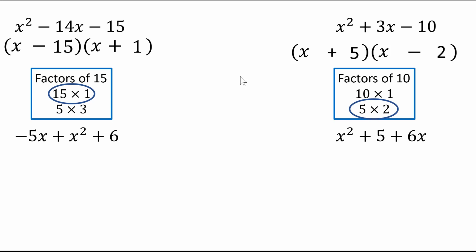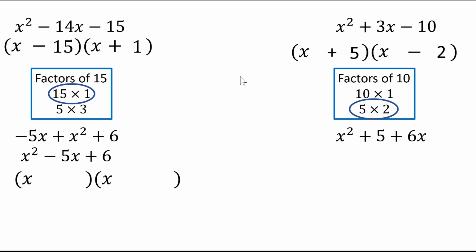All right, the next one on the left side is negative 5x plus x squared plus 6. This one, before you even start trying to factor it, you need to get it in order from the highest power of x down to the lowest power of x. So you need to just switch around that x squared and that negative 5x so that now you have x squared minus 5x plus 6. All right, so you're going to start by writing two pairs of parentheses, and the first thing in each one should be x because x times x is x squared.